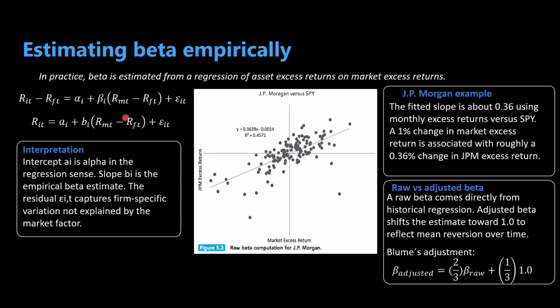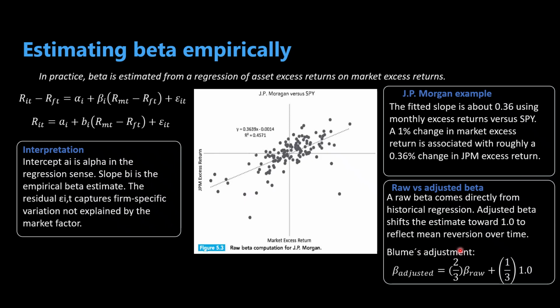In a concrete example using JP Morgan data, using monthly excess returns versus the SPY ETF as the market proxy, the estimated beta is approximately 0.36. This means that on average, a 1% excess return in the market is associated with approximately a 0.36% excess return in JP Morgan, making it a defensive stock by this historical estimate.